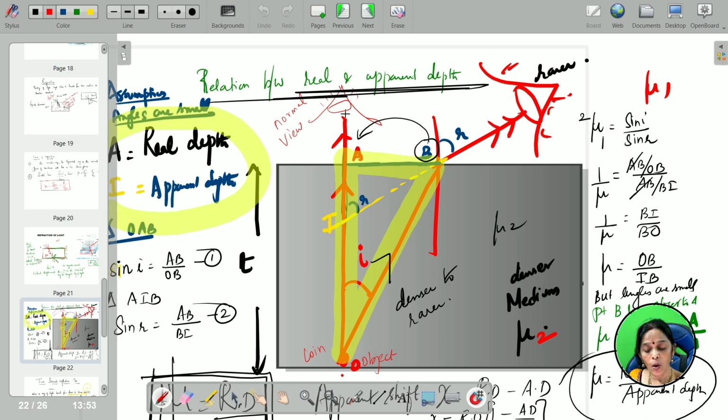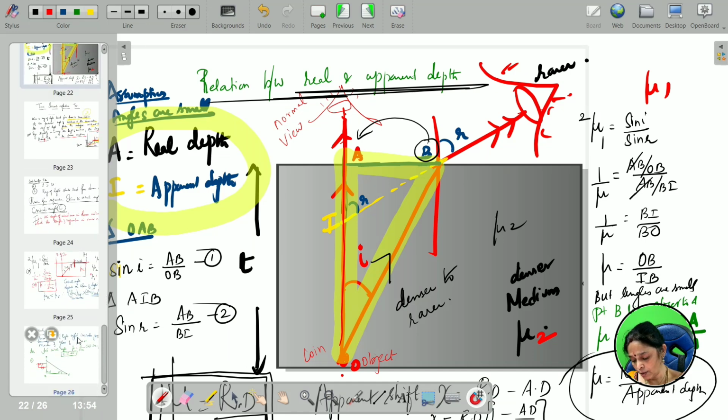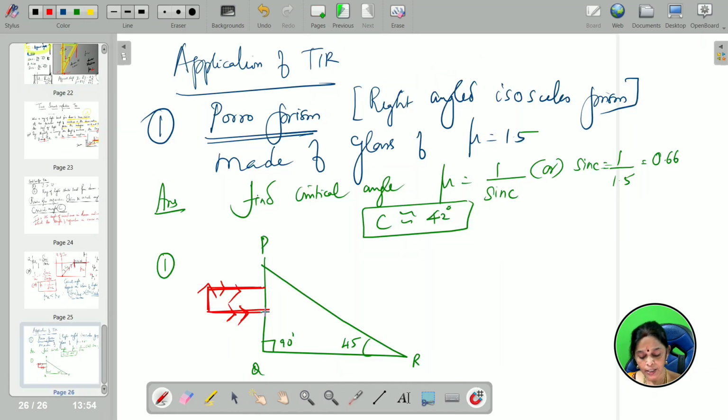Along the normal it goes. Is there any deviation? No deviation. So same thing here. Along the normal it goes, no deviation. Just like that it is going to come and then hit. This angle is 45 degrees. So therefore this is also 45 degree by symmetry. Similarly here also 45 degree by symmetry.